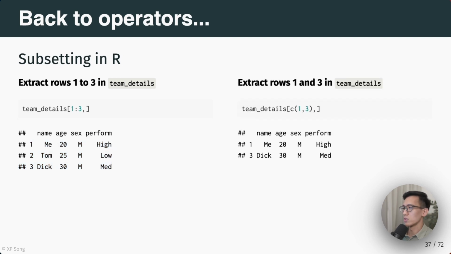We can also use the concatenate function to subset specific index numbers. So for example, row 1 and row 3. And this would be the output.